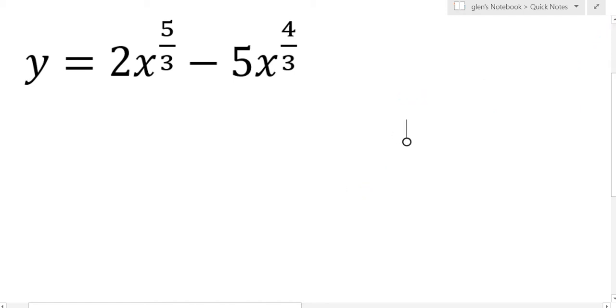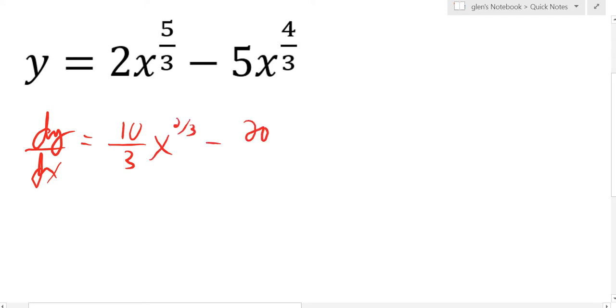The derivative of this thing is not crazy difficult, right? The first derivative is 10/3 x to the 2/3 minus 20/3 x to the 1/3. Right? And we need to know, where is that going to be 0 or undefined? Well, it doesn't have any fraction part to it at all, right? There's no negative exponents or anything. So it's not going to be undefined. Okay? But to tell where it's 0, we've got to factor it. So, what can we factor out of there?